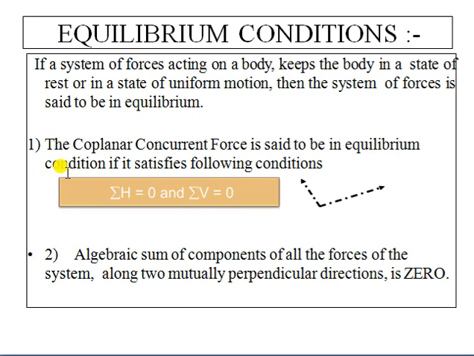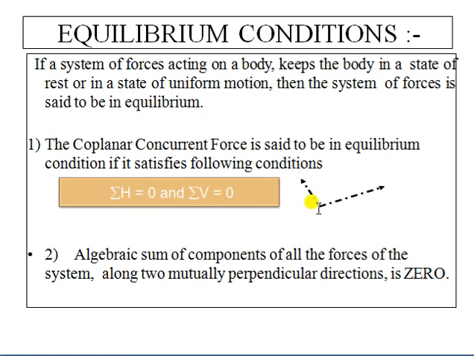Now, we can see an example explanation of the theory I explained right now. The coplanar concurrent force system is said to be in equilibrium if it satisfies two conditions. I have already discussed the conditions. The summation of horizontal forces, that is summation of H, is equal to 0, and the summation of V, that is the vertical forces, is equal to 0.